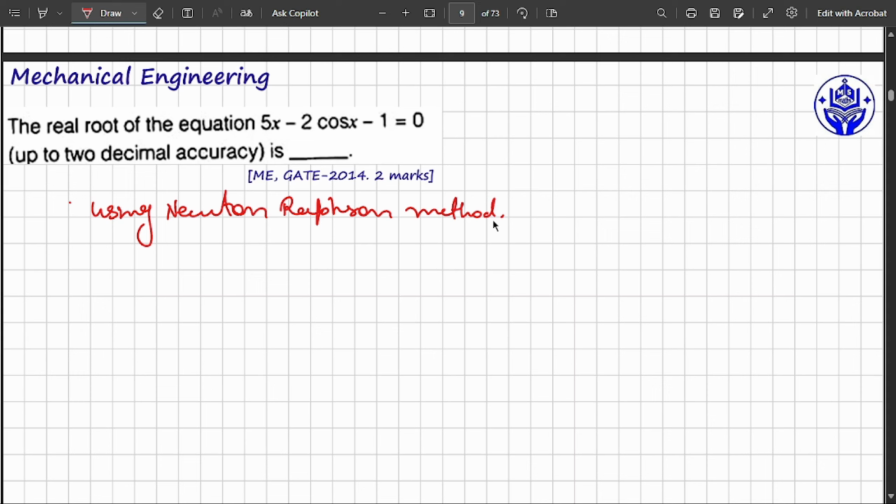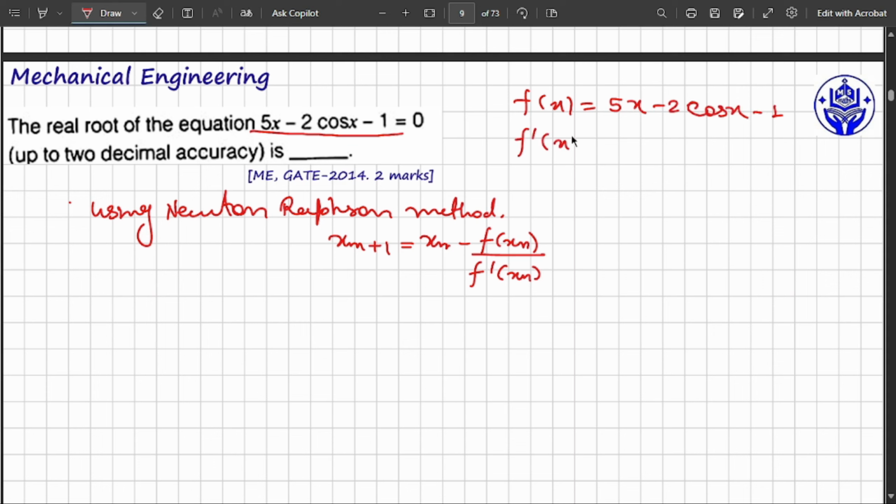So the formula is x(n+1) = xn minus f(xn) divided by f'(xn). The function f(x) is 5x minus 2 cos x minus 1, and the derivative of the function is 5 plus 2 sin x. This is the derivative, and now I am taking the initial guess. So what will be my initial guess in this case?